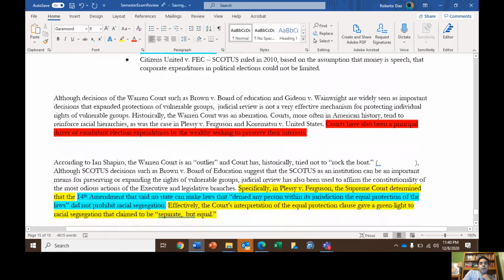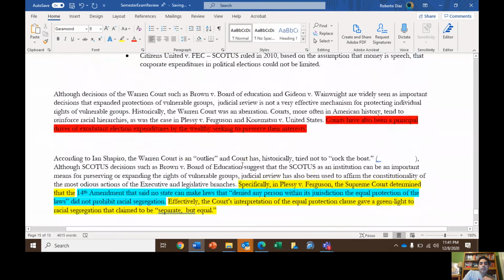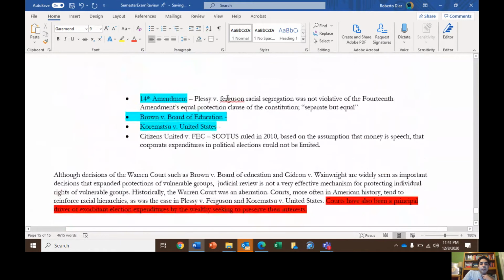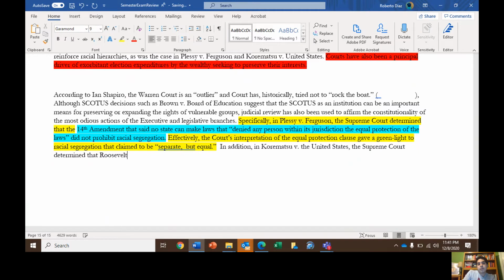But you need not come up with another paragraph to use Korematsu versus the United States or Brown versus Board of Education. So I'll use in addition, in Korematsu versus the United States, the Supreme Court determined that Roosevelt's internment of Japanese Americans was constitutional. All right, that's a good description of the piece of evidence itself.